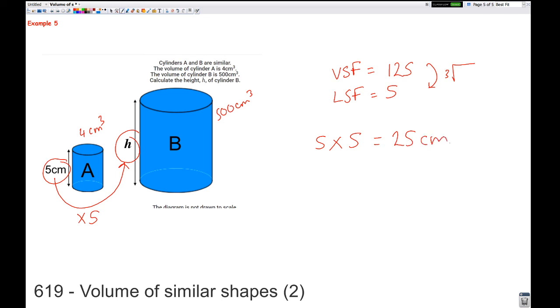Okie doke, guys. If you get on to Hegarty again, you can complete the task volume of similar shapes 2. Remember to watch the video because they add some really good examples and some notes that I want you to make. Otherwise you don't have any notes if you don't make the notes from the video. And then complete the task.